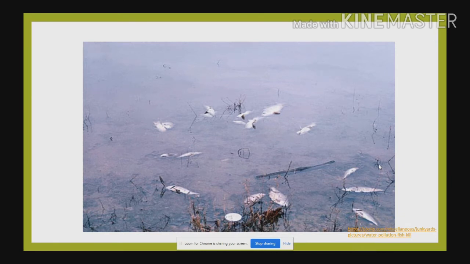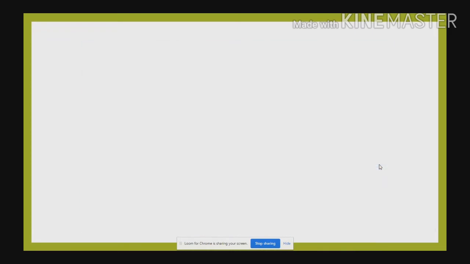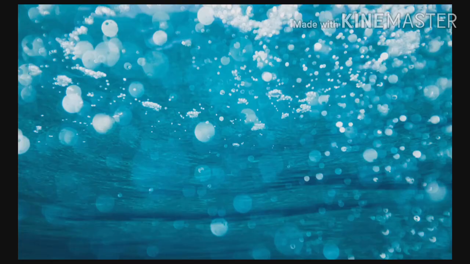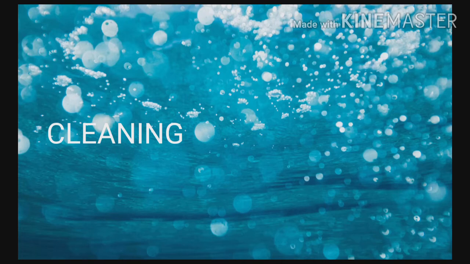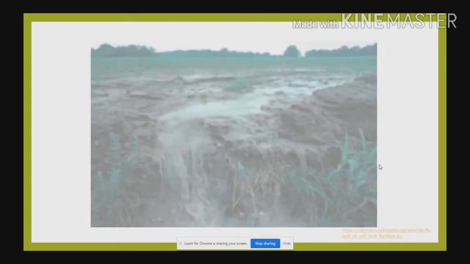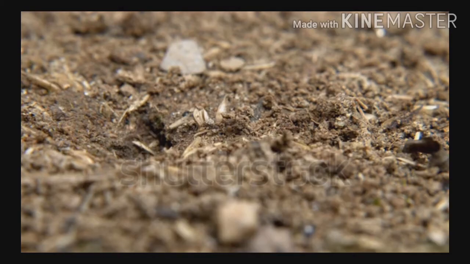Of course, not only human beings, all the living organisms in the water are also affected by water pollution. In 1985, the Indian government started the project of cleaning the river Ganga with the help of France. Okay. During our agricultural activity, we use fertilizers, pesticides, and chemicals. So all these things spoil the soil, right?